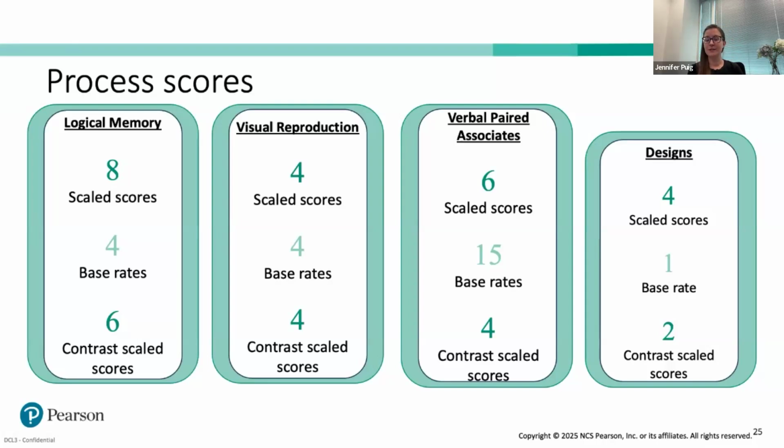Finally, the design subtest has 4 process scaled scores available that reflect performance on the correct placement of the cards on the grid and the correct card identification for both the immediate and delayed recall conditions. You'll also see at the bottom of the slide that I have contrast scaled scores for each of the subtests. That's just the number of contrast scaled scores that are available for each of those subtests. I'll talk about that a little bit more when we get to my slide for contrast scaled scores.